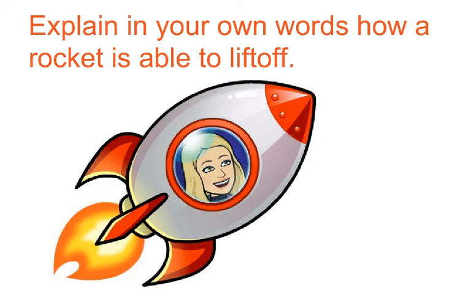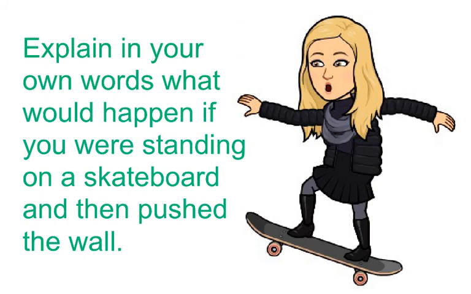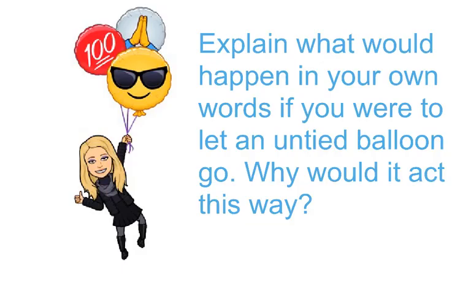Explain in your own words how a rocket is able to lift off. Explain in your own words what would happen if you were standing on a skateboard and then pushed a wall. Finally, explain what would happen in your own words if you were to let an untied balloon go. Why would it act this way? Go ahead and pause the video and answer these questions in your own words.